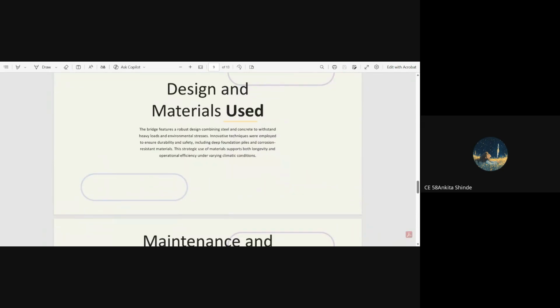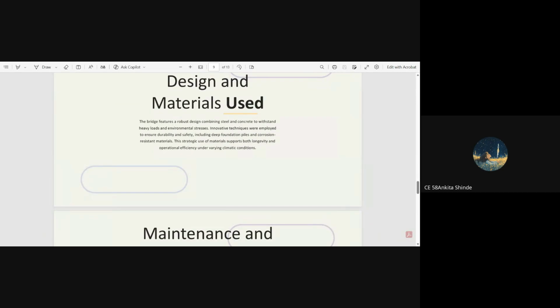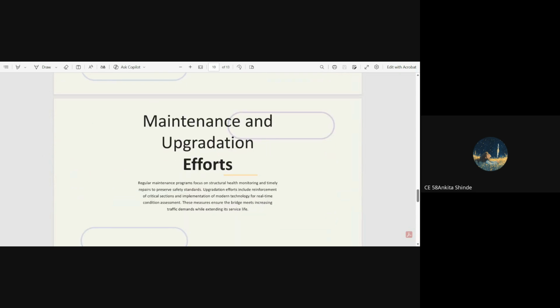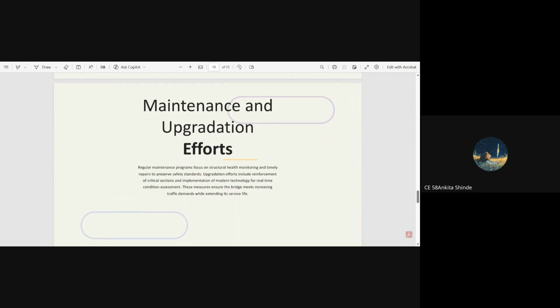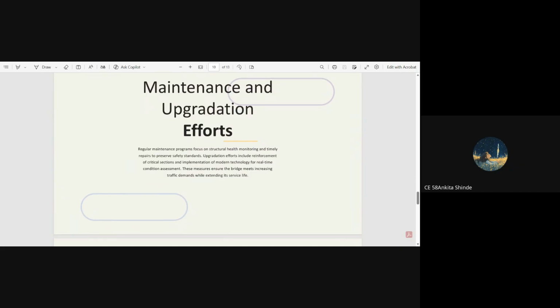Design and materials: the bridge is made using steel and concrete. These materials provide strength and durability. Maintenance and upgradation efforts: the bridge requires regular inspection and maintenance. Engineers repair and upgrade parts to keep it safe.